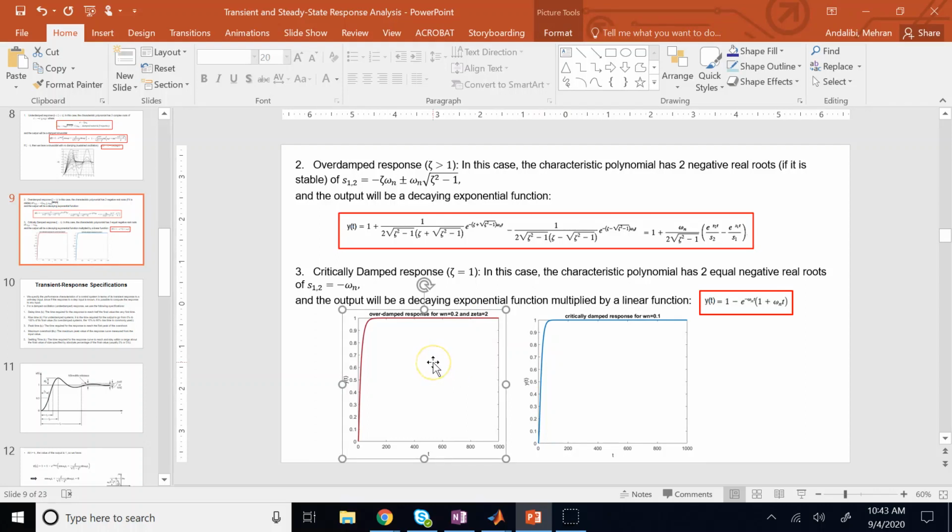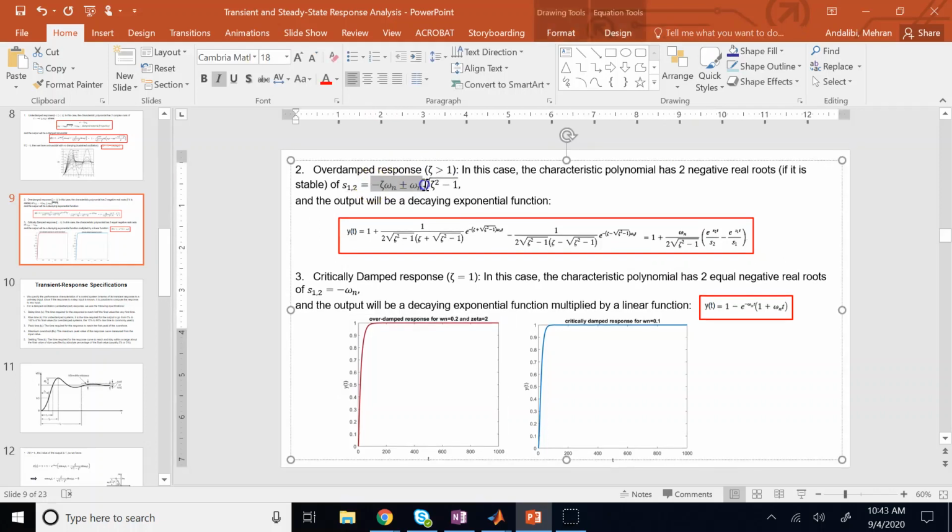4 over t. The only thing is, what is t for this case? If you look, you have two exponentials here, not one. One of them is e^(s1 t), one of them is e^(s2 t), and s1 and s2 are these guys.